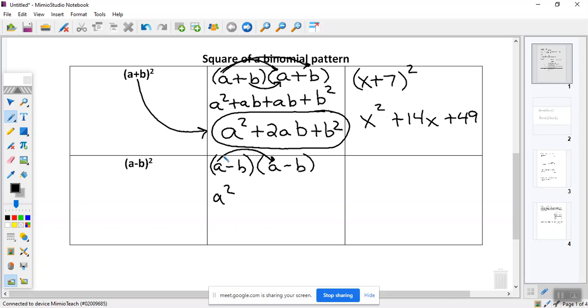All right? Be careful on this next part. We're taking a times b, but the a is positive, the b is negative. So would this be plus ab or minus ab? Going to have a minus ab here. Okay, right in here. Inside terms. What's that going to be? Minus ab.